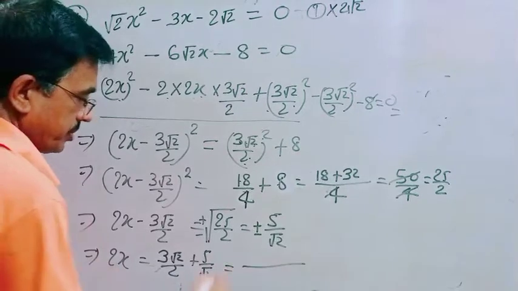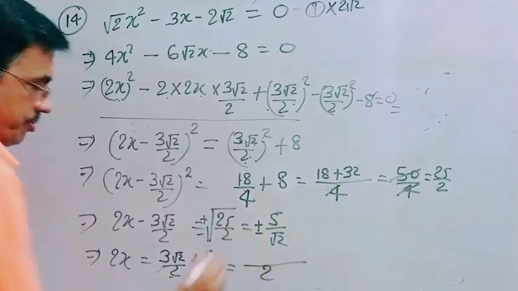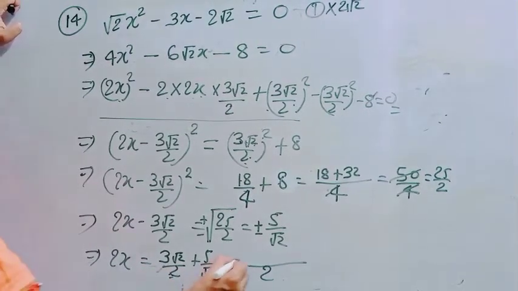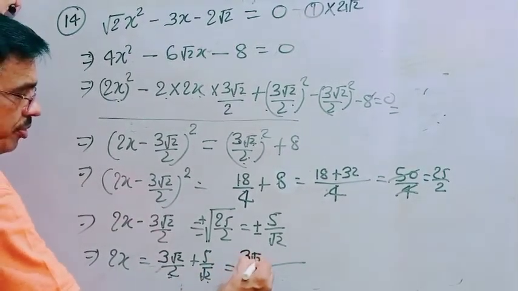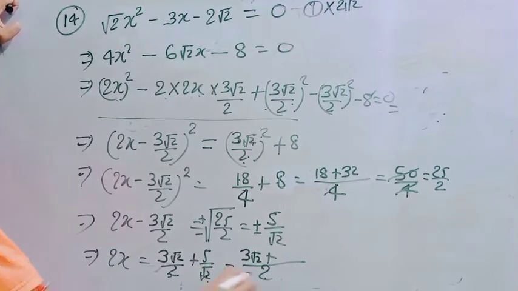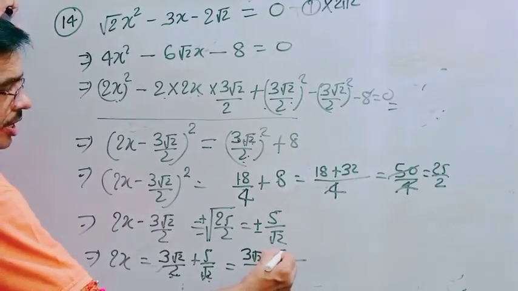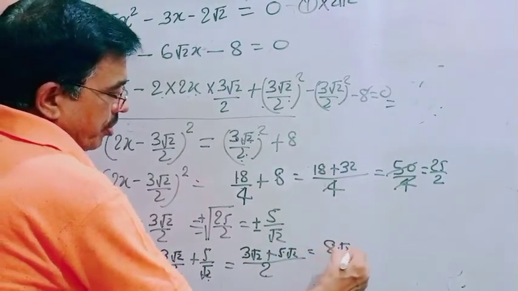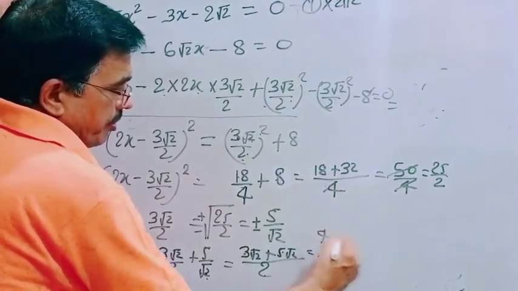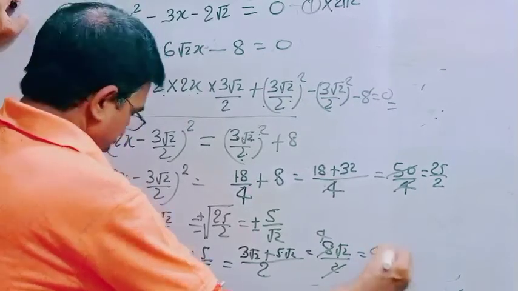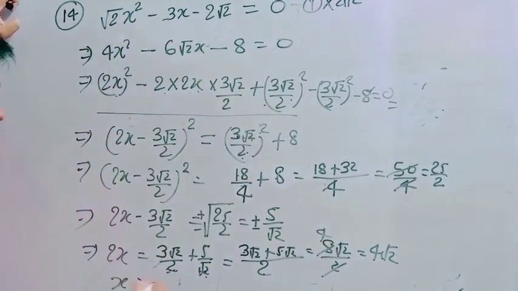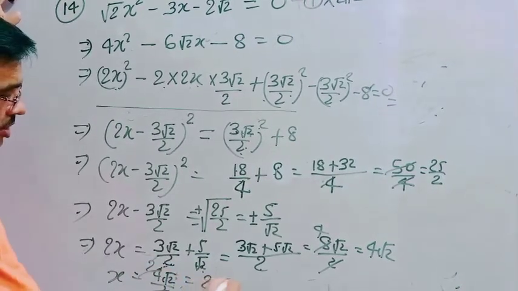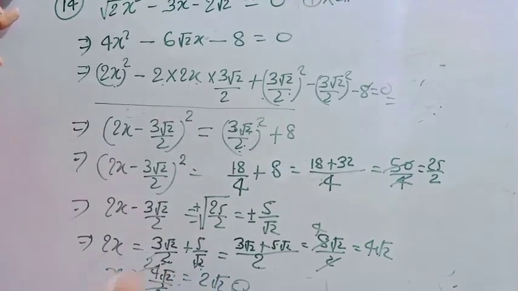Take LCM. The LCM is 2 because 2 is divided by root 2. So LCM is 2. That is 3 root 2 and plus root 2 divided by 2, root 2 times, that is 5 root 2. So it is 8 root 2 and by 2 divided by 4, that is 4 root 2. So what is the value of x? That is 4 root 2 by 2 divided. So it is 2 root 2. So one answer is 2 root 2.